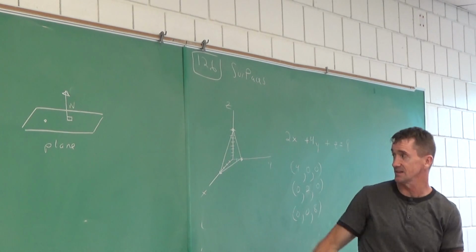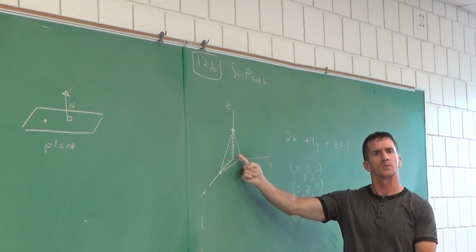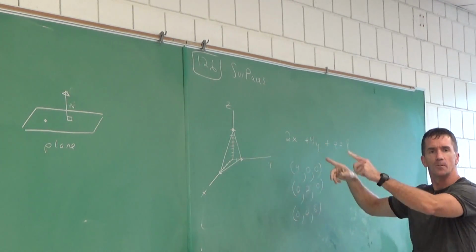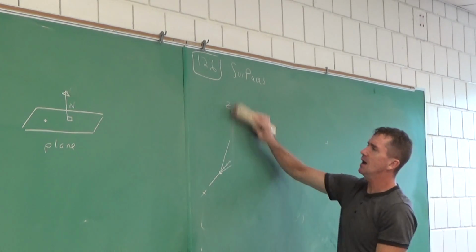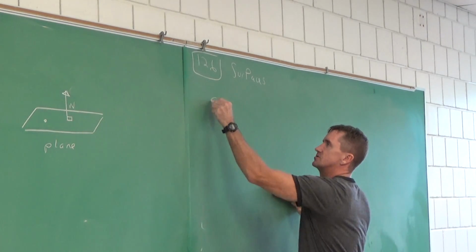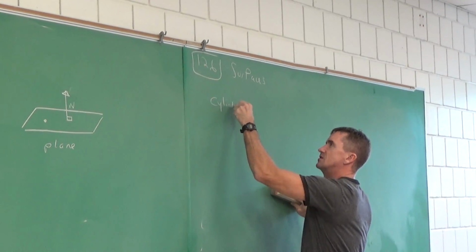But that's how we'll get the volume of the tetrahedron formed by this. But to get it started, you're going to have to draw a picture. Does that make sense? Well, that's a plane. But how about cylinders? So let's start with cylinders first.